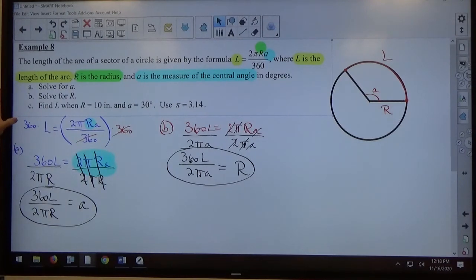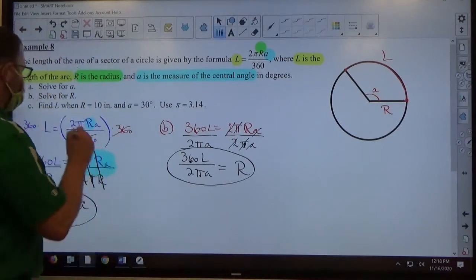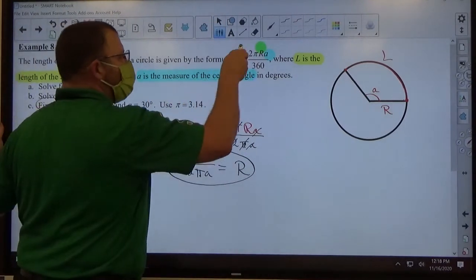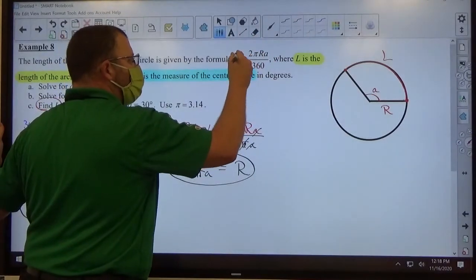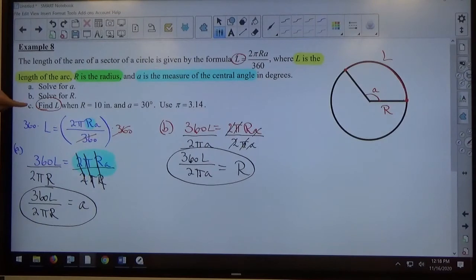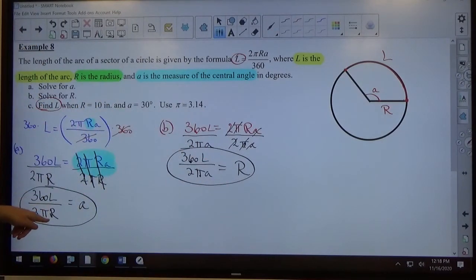Now if you look at part C, it says find L. When R equals 10, A equals 30, use pi equals 3.14. So if it says to find L, I go and search for which equation tells me what L is. This one says L equals, right? So that one's ready to go find L. If this said find R, I would have gone to this equation. If it said find A, I would have gone to this equation. We've already solved the equation, we just have to evaluate the expression now.